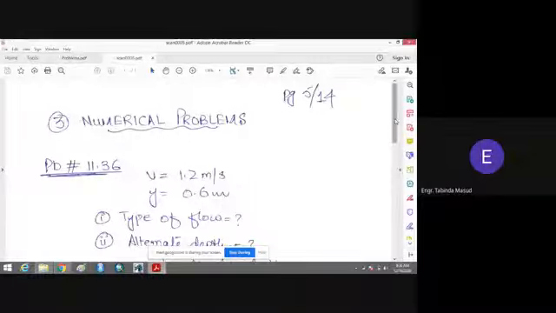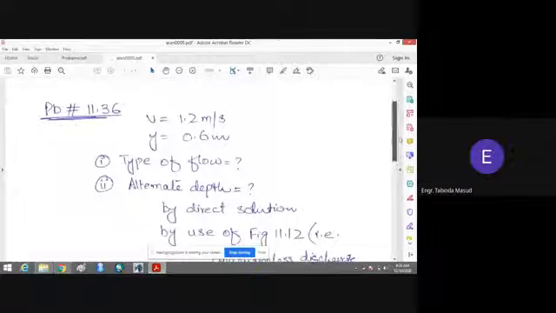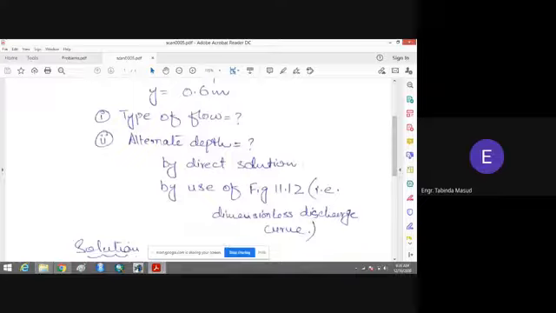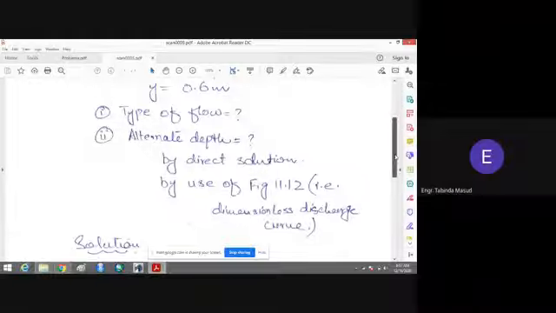So this is the data for problem number 36. Velocity is given, depth of the flow is given. We have to find the type of the flow, whether it is subcritical or supercritical, and we have to find the alternate depth by direct solution. Direct solution means by using the equation, and by use of figure 11.12. If you check figure number 11.12 in your Franzini book, it is actually a dimensionless discharge curve.